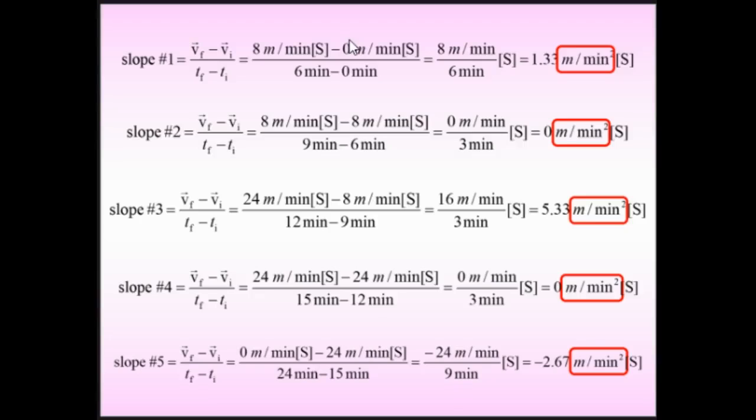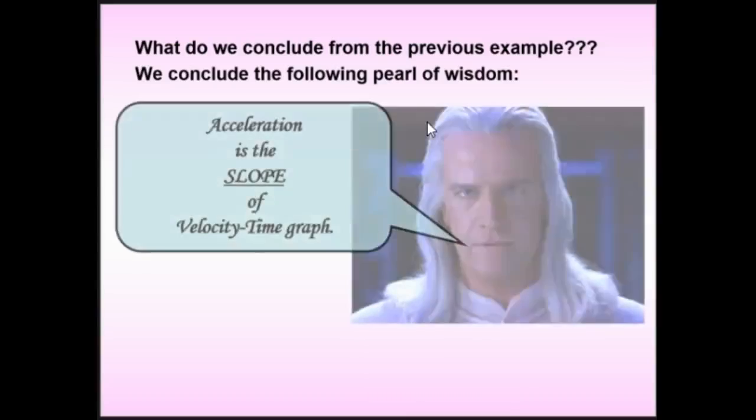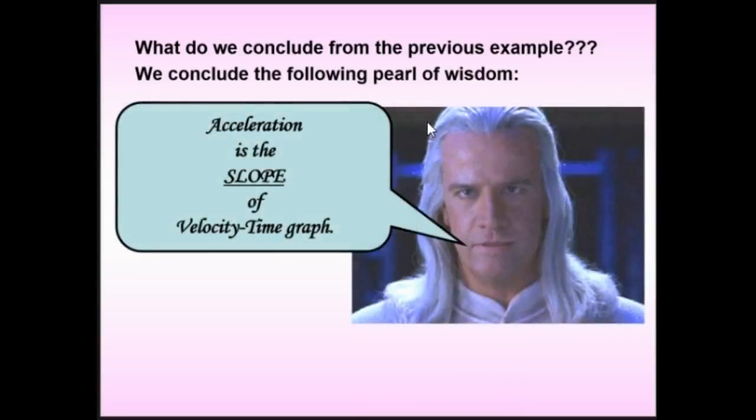Okay. So what did we conclude here? What unit do you measure? Sorry, what do you measure using meters per minute squared? Acceleration. So now we have another pearl of wisdom. Acceleration is the slope of which graph? Yeah, the velocity was the slope of the position-time graph. Acceleration is the slope of the velocity-time graph. You see, each one generates something as a sequence.